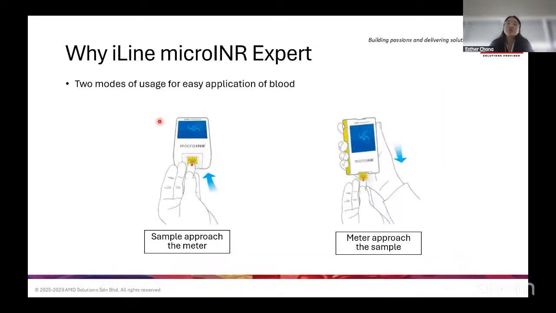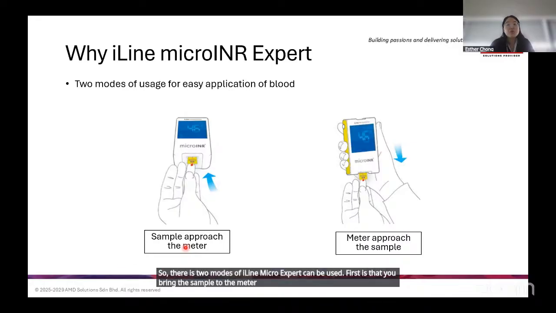There are two modes in which the iLine Micro INR Expert can be used. First, you bring the sample to the meter, to the chip, or you take the meter and bring the meter to the sample.